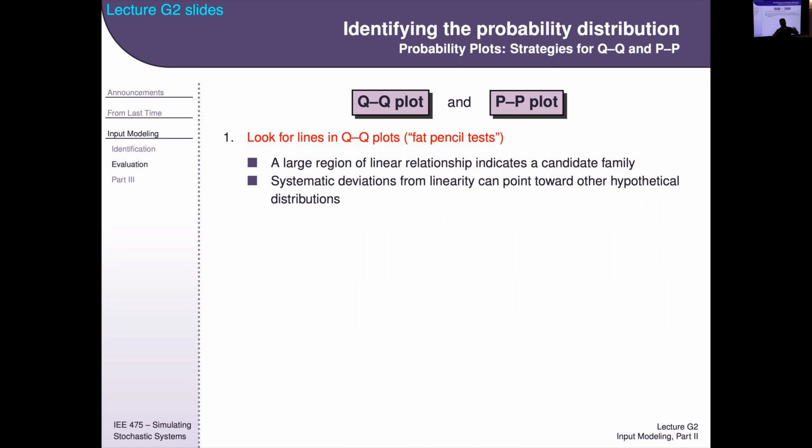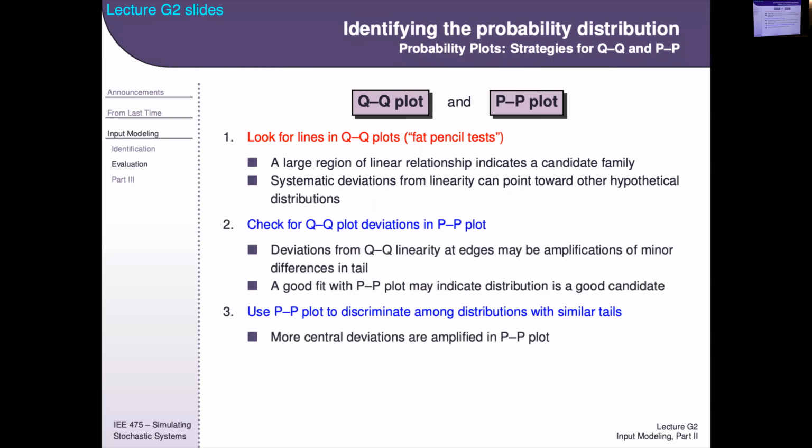If your distributions are way off, then they'll be way off in the QQ plot, and you'll be able to interpret that, bring it back in, and then once you've got a bunch of candidates, you can discriminate among those candidates with the PP plot. So basically, QQ plots look for large linear relationships. Systematic deviations can help you guide your choice of an alternative distribution.